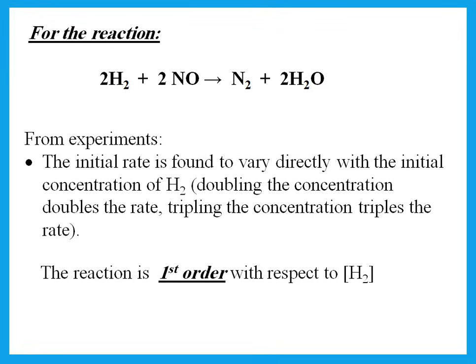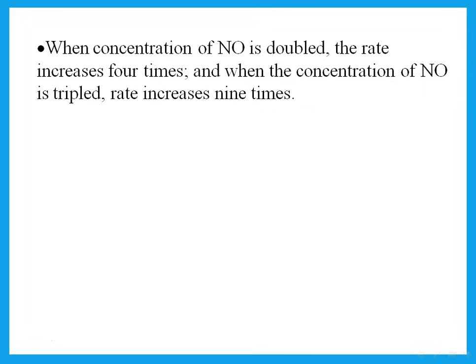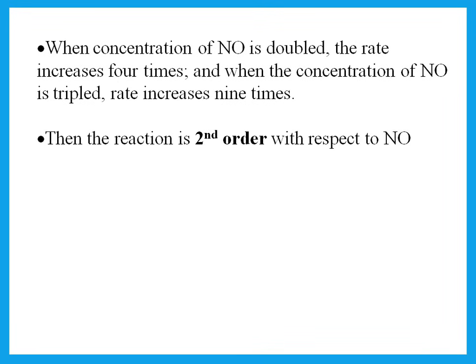We say if doubling the concentration doubles the rate, then the reaction is first order with respect to the concentration of hydrogen. Now, for the same reaction, he keeps everything constant and changes the concentration of the NO. And he found that if the concentration of NO is doubled, the rate increases 4 times. When the concentration of NO is tripled, the rate increases 9 times. That means it's actually to the power 2. In that case, we say that the reaction is second order with respect to NO.